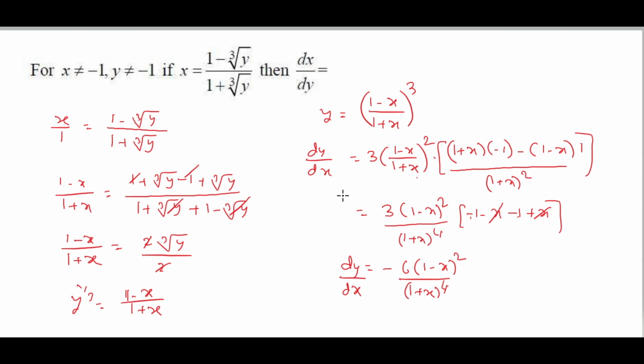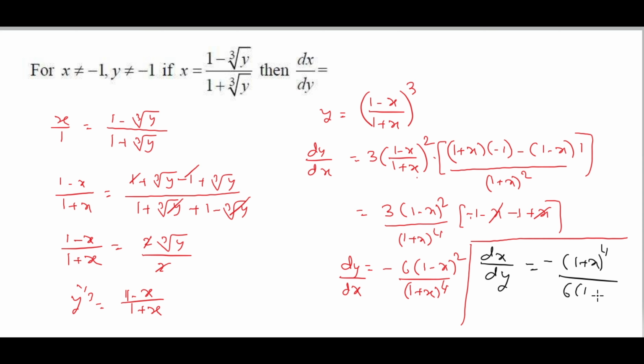But in our problem it is asking dx by dy, so take the reverse. That is, dx by dy is equal to minus (1 plus x) to the power of 4 by 6 into (1 minus x) whole square. This is the answer.